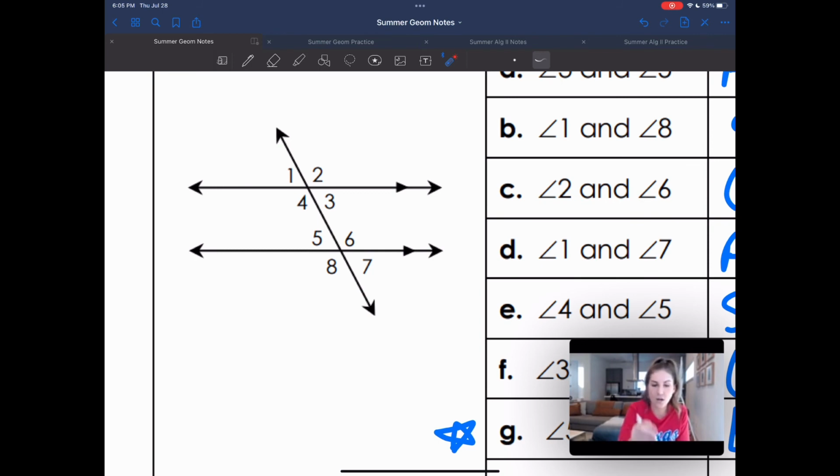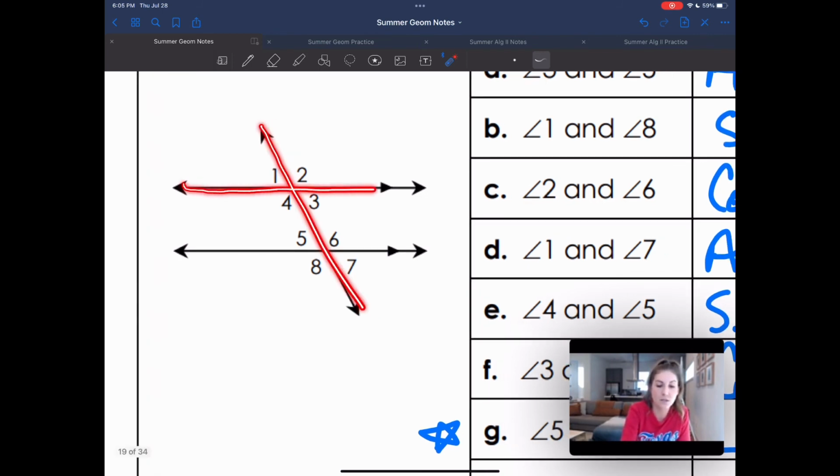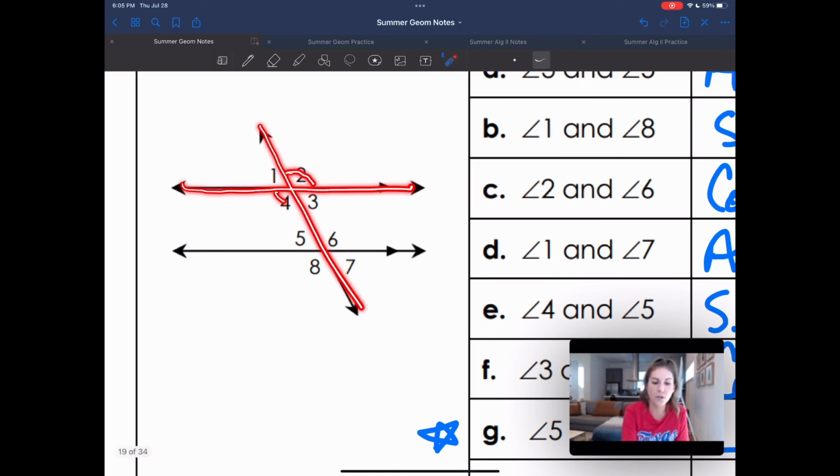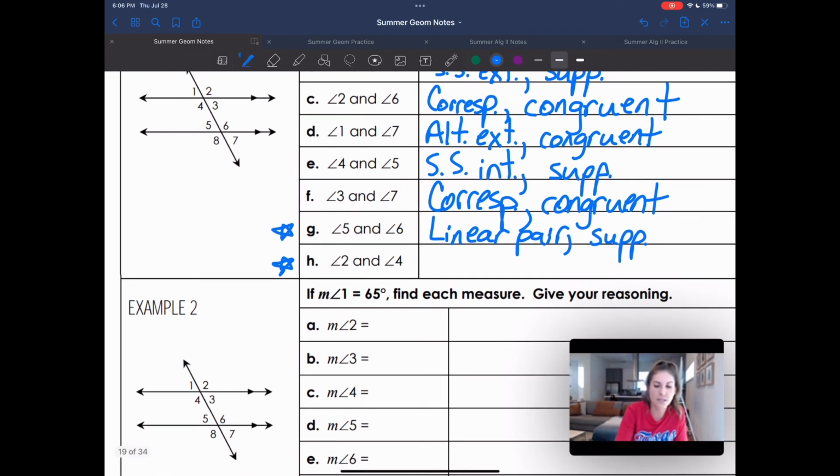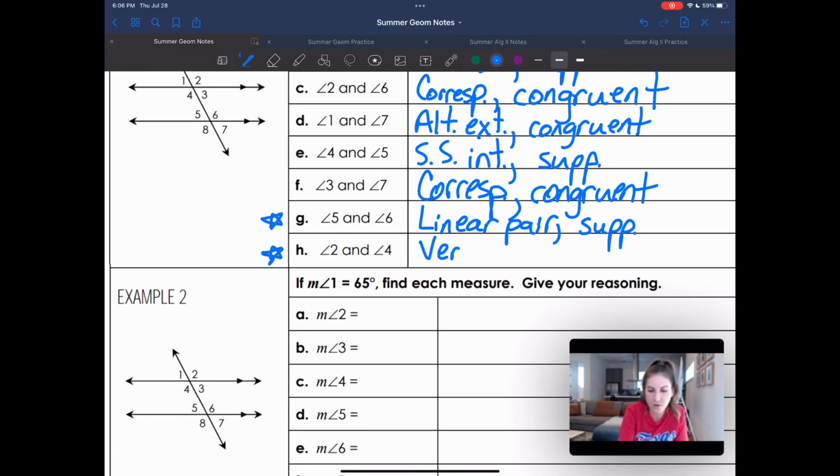Remember how we talked about in the last lesson, anytime you have two intersecting lines, we'll just look at these two in particular, you always create what's called vertical angles, right across from each other. And that's exactly what 2 and 4 are. They're vertical, just like angle 1 is vertical to angle 3. And vertical angles are always congruent. So we'll say they are vertical angles, which means they are congruent.